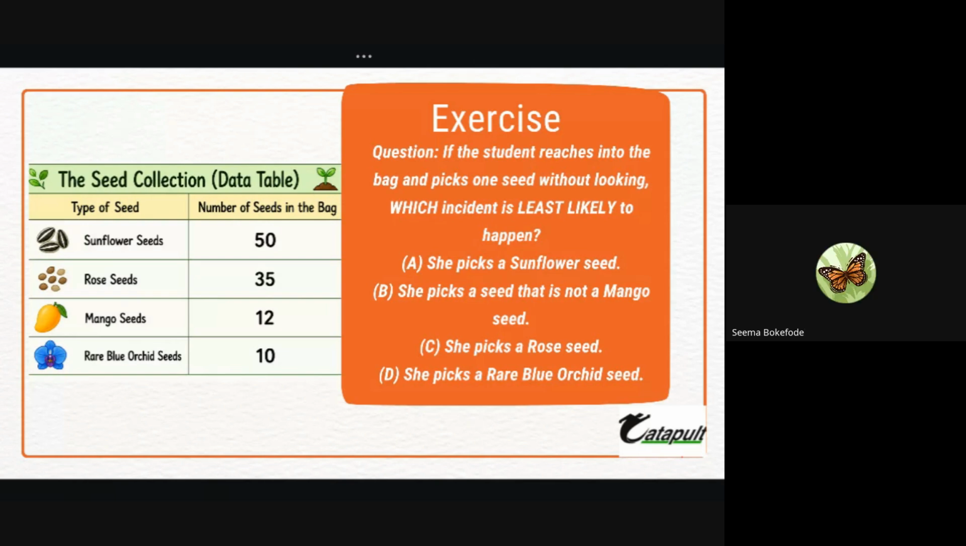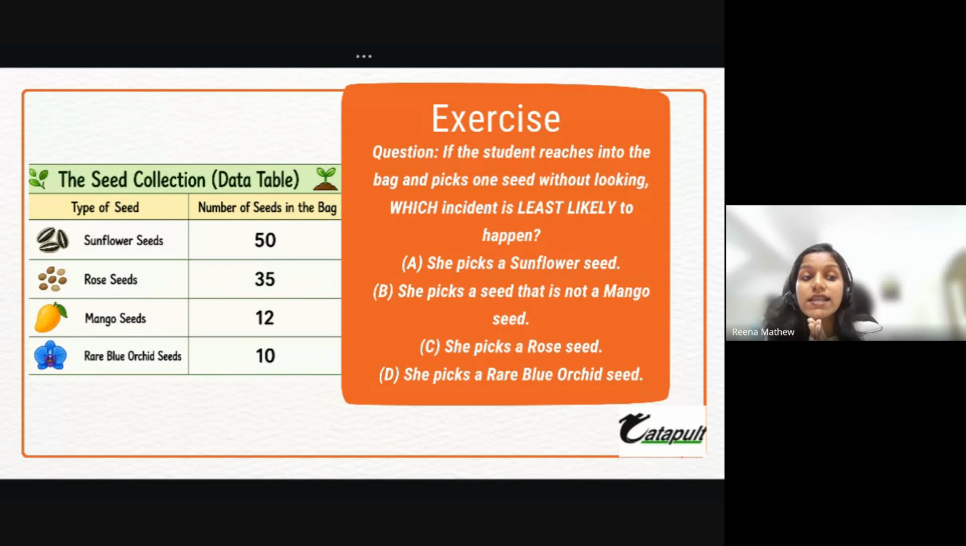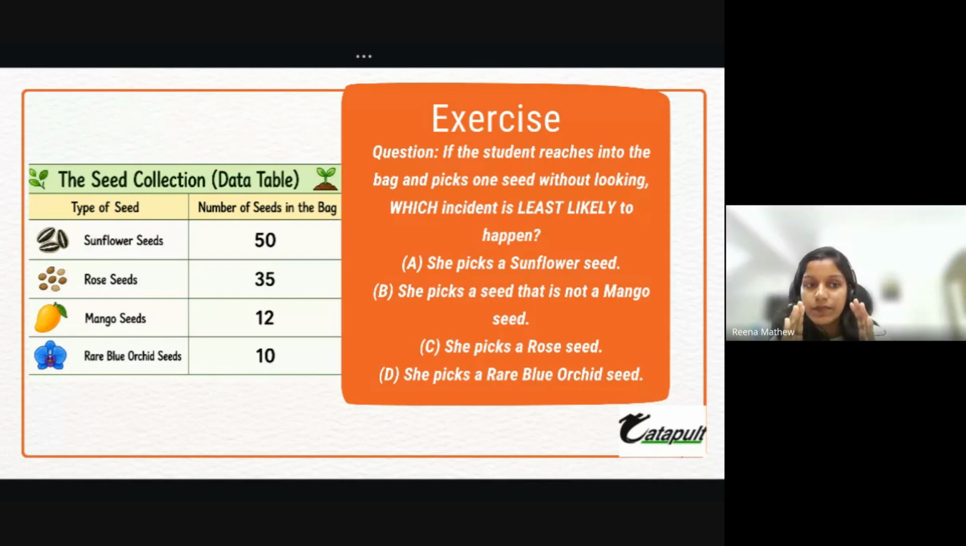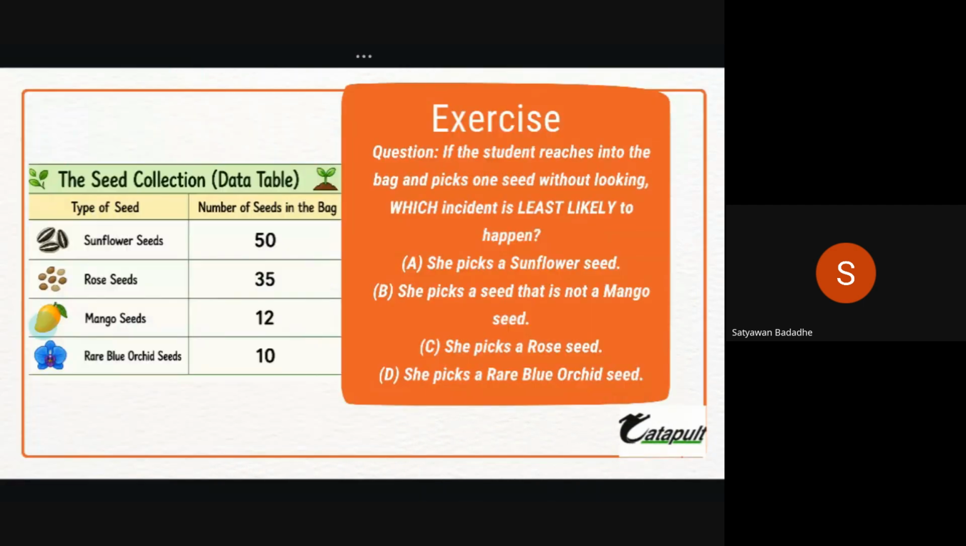Rare blue orchid seed. D. Yes. Option D is right because option D has the least number of seeds in the bag. So that is the meaning of least likely. Okay. So yes.